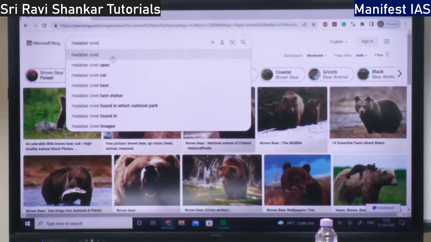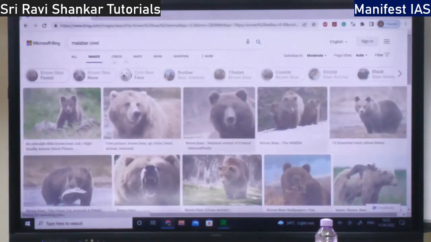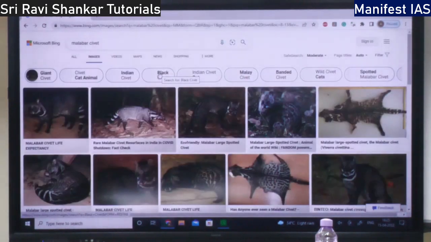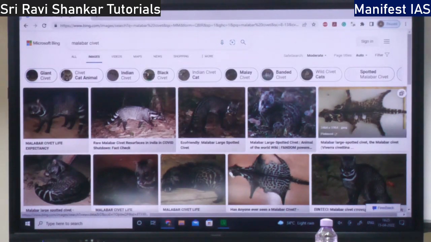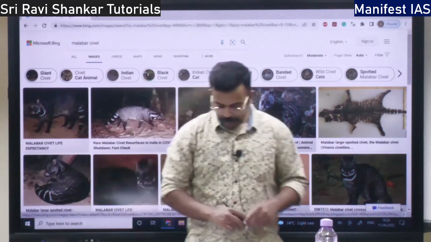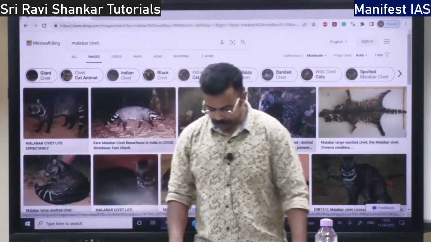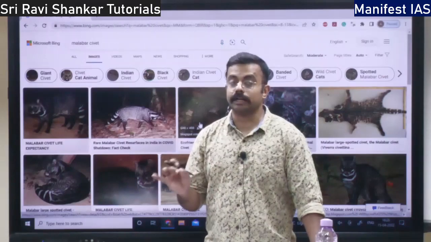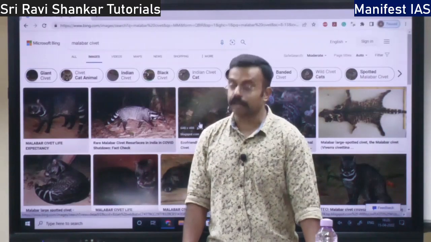Malabar civet. See, UPSC is also interested in Malabar civet. It's a cat, yeah, a different one. Yes, this is the Malabar civet. See, somebody has killed it. Yeah, they're in the zoo. So, it is a critically endangered animal, and you will find it in the Western Ghats only, nowhere else. So write down it is found only in the Western Ghats.